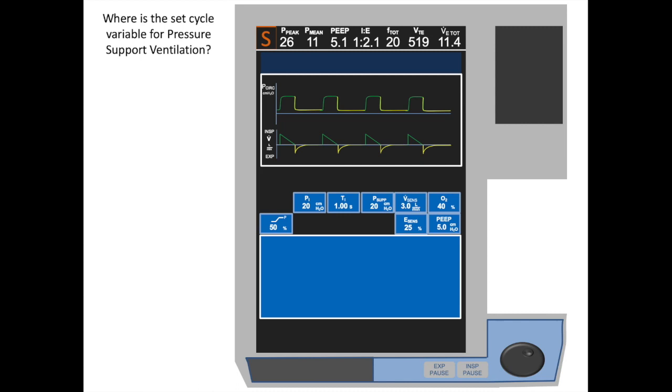On the ventilator interface, the flow cycle sensitivity is this eSends button, and right here it's set at 25%. That means that for each one of these inspiratory phases, the peak flow at the start of inspiration was measured at 100%, and as flow decayed below 25% of that initial peak flow, the inspiratory phase was ended and the ventilator cycled off back to baseline.